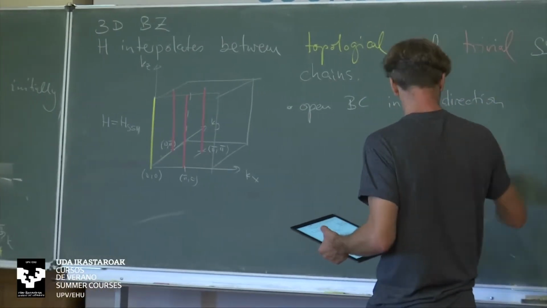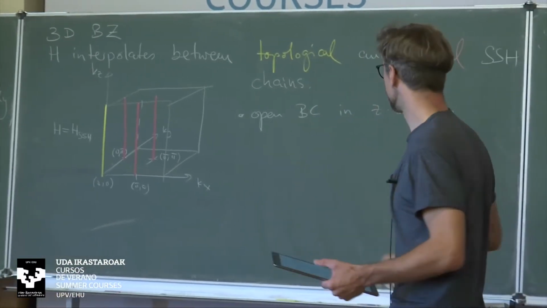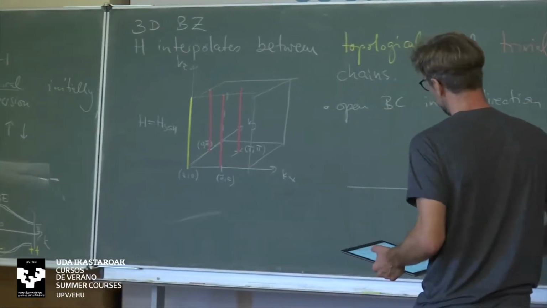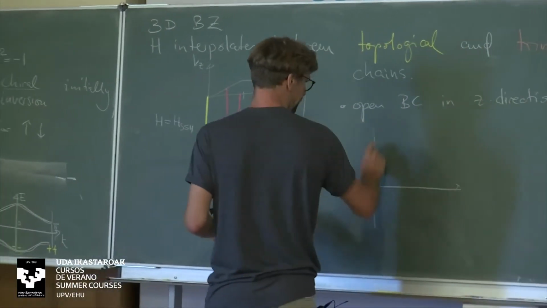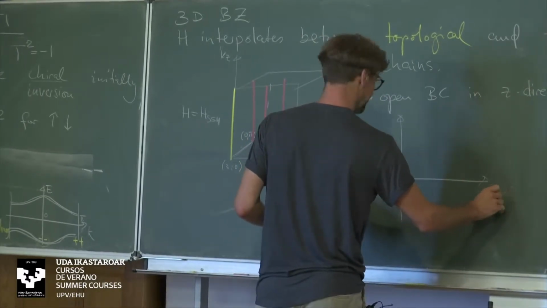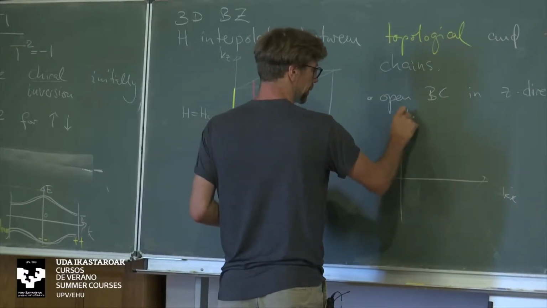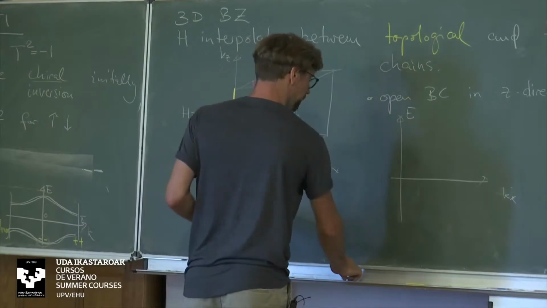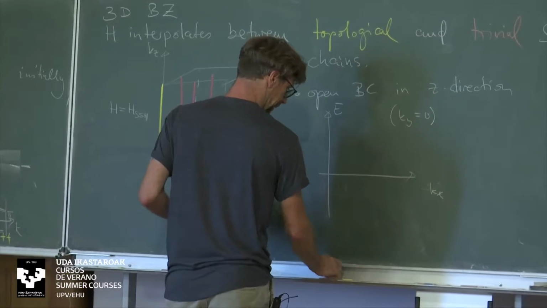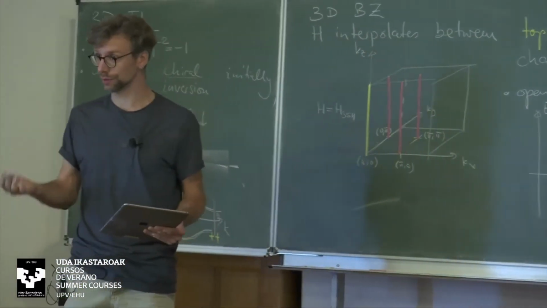And then we can ask ourselves, what do we know about the surface spectrum of this model? What we know is that, let's say, we plot the energy as a function of kx, for instance. I could have chosen ky. So for ky equal to 0, just to have some cut, we know that at kx equal to ky equal to 0, we have the spectrum of a Su-Schrieffer-Heeger chain.